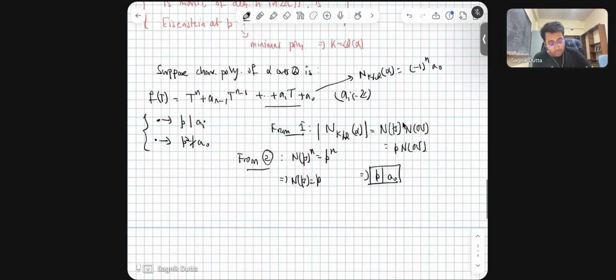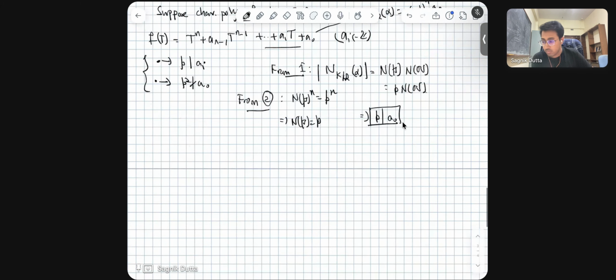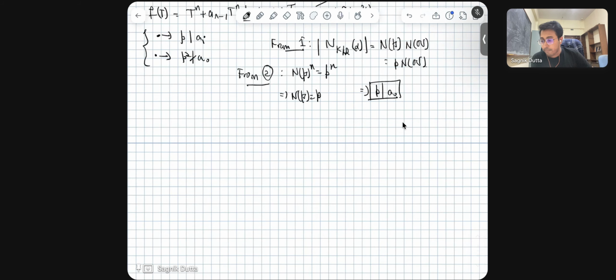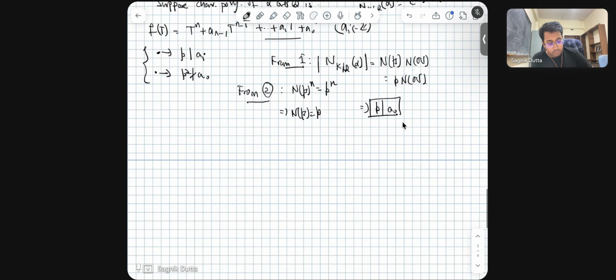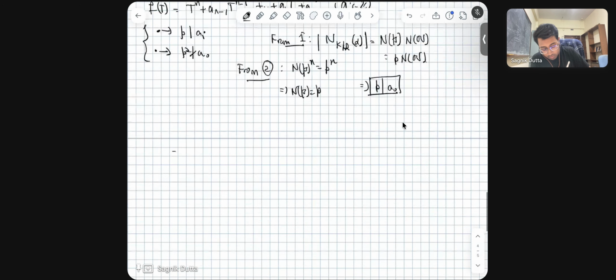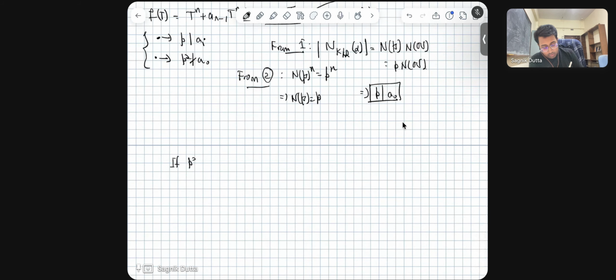We have to show that it is not divisible by p squared, and all the other terms are also divisible by p. These are the only two things. But then if p squared divides a_0, what will happen? If p squared divides a_0, that means p will divide the norm of q, right? Because there is one p here, and so it will cancel out, but the remaining p will divide the remaining factor here, the norm of q.